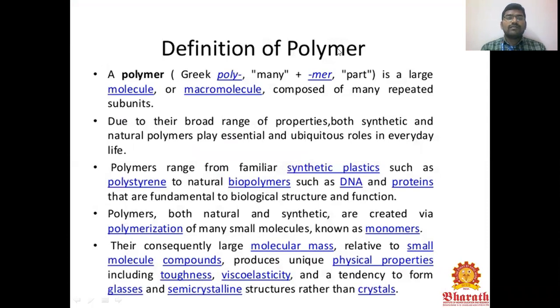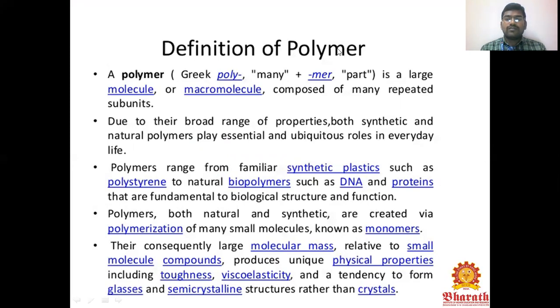The definition of polymer: polymer is from the Greek, poly meaning many and mer meaning part. A large molecule or macromolecule composed of many repeated subunits. Due to their broad range of properties, both synthetic and natural polymers play essential roles in everyday life. Polymers range from familiar synthetic plastics such as polystyrene to natural polymers, biopolymers such as DNA and proteins, that are fundamental to biological structure and function. Polymers, both natural and synthetic, are created via polymerization of many small molecules known as monomers.